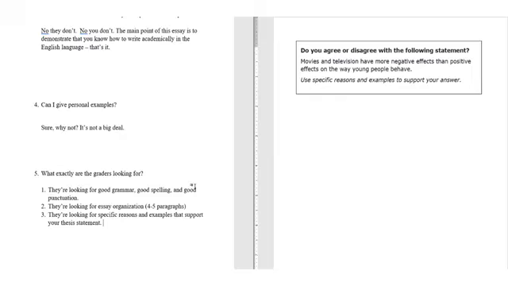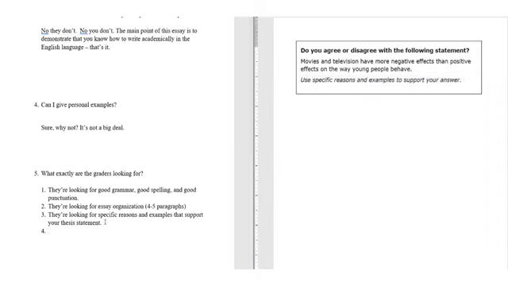So you really have to be careful here, because the TOEFL is specifically asking you, if you look on the right here, they're specifically asking you to use specific reasons and examples to support your answer. And if you have trouble with this, they are going to lower your score. And basically, that's it, guys.